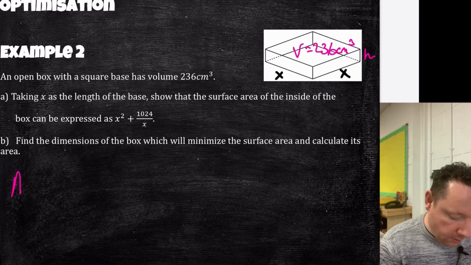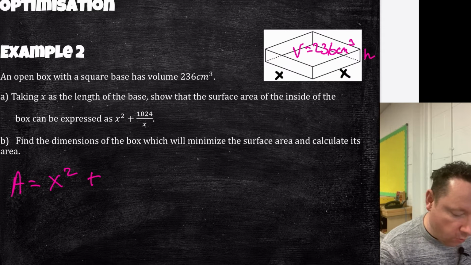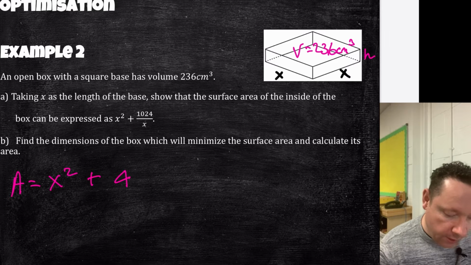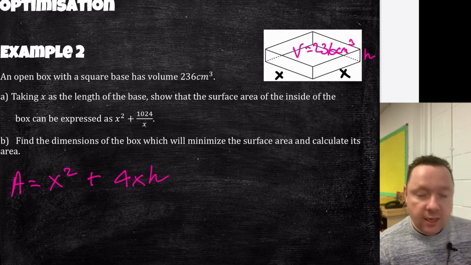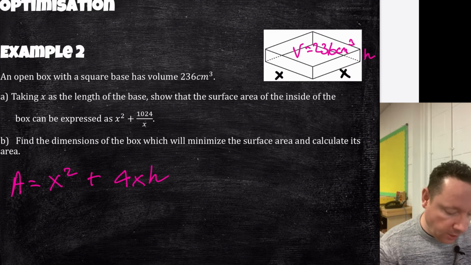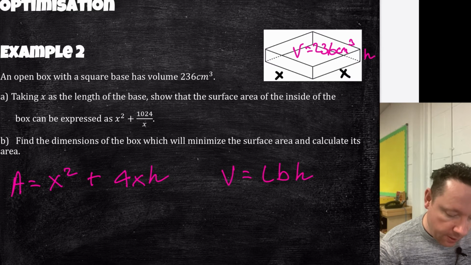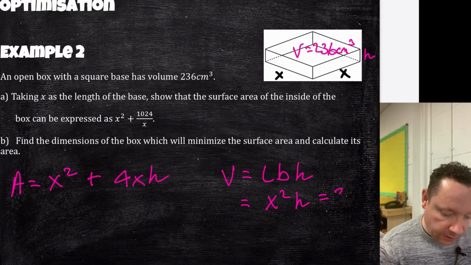The area is equal to x squared plus, well, we've got 4 of these bits going around the side, so 4 of them. And the dimensions of them are simply x by h, so times xh. So the problem we've now got is, there's no h in the question given, so we need to work out this h, but we do know the volume. Volume is length times breadth times height. Well, length times breadth is x times x, so that's x squared, times the height is h, but we also know that that equals 236.